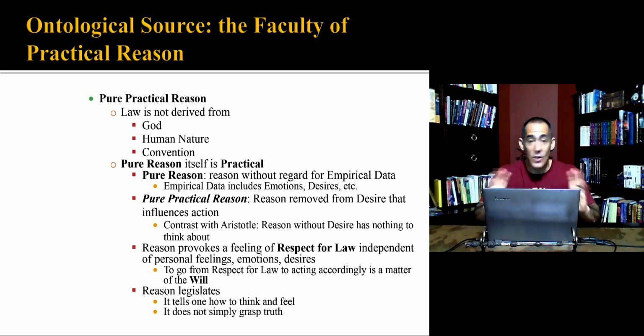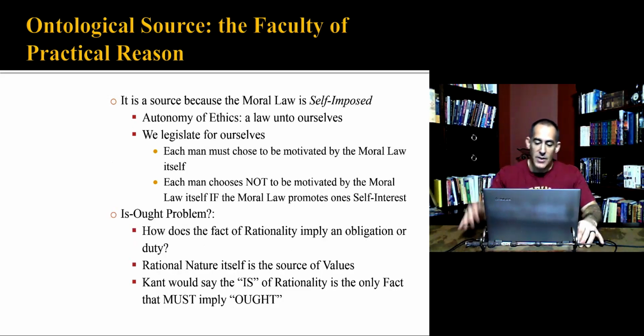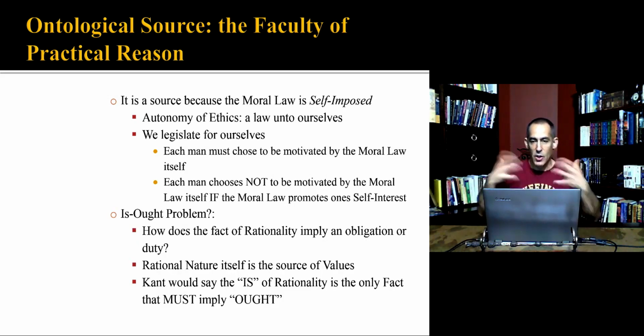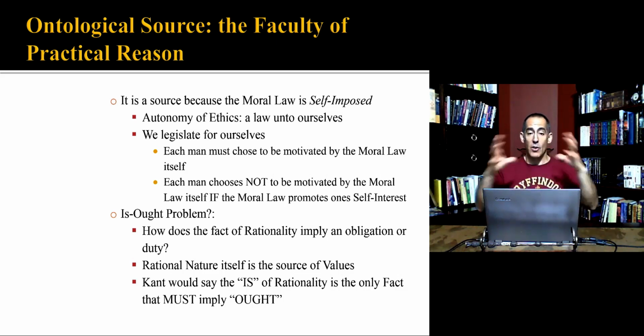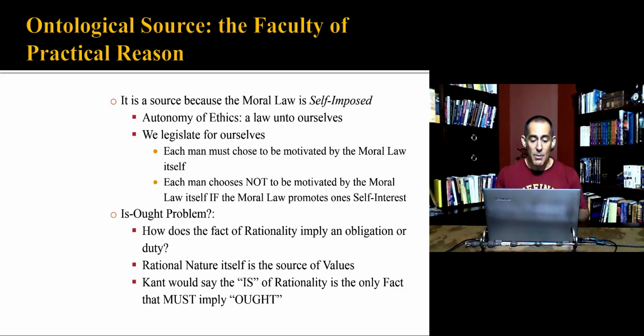Kant here is saying you can reason completely without desires, or completely without consideration of desires, and you can reason towards actions in that way. Okay? Anyways, reason provokes a feeling of respect, reason legislates, etc. We've seen before. We already said, we're self-imposing, so this law is coming from within us. So again, this pure practical reason resides within us, which is why we impose this law upon ourselves, because it's generated from inside me and through my pure practical reason.